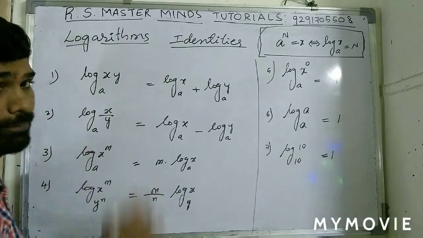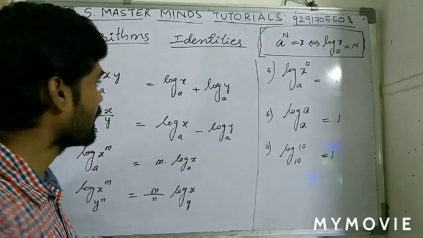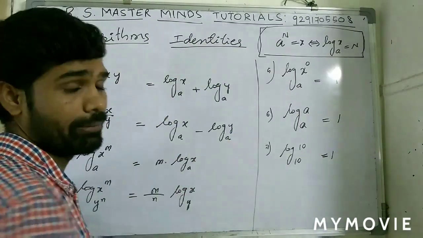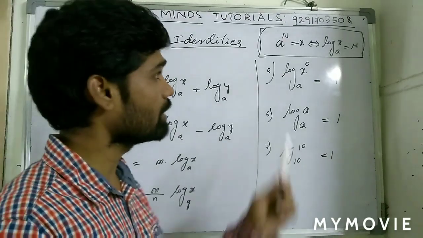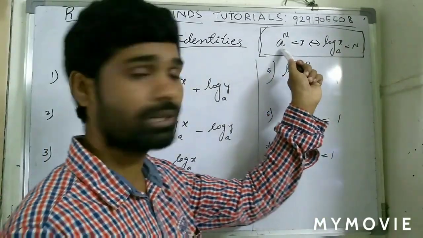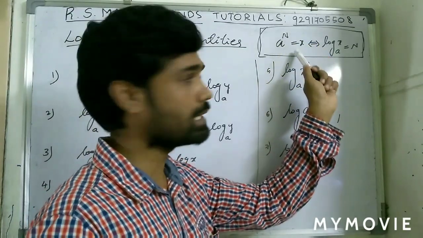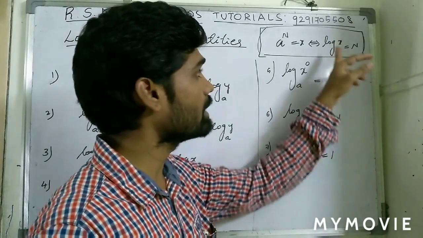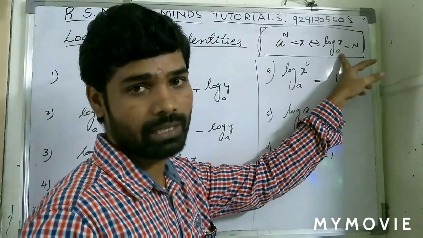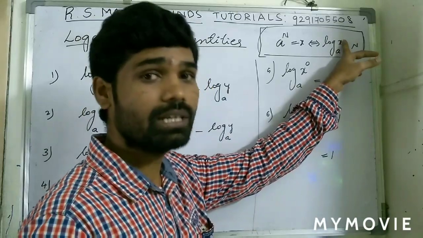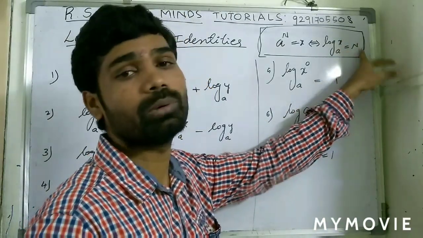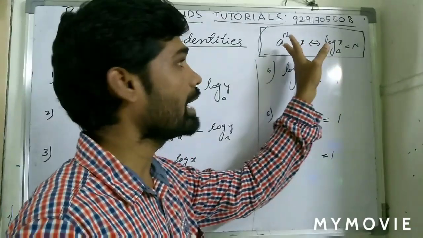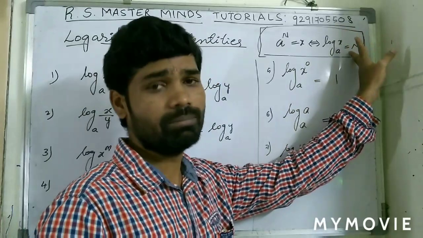Now log xy, so log x into y can be written as log x plus log y. Before that, let us see how to read. Once it is in exponential form, a power n is equal to x, we can write it as log x to the base a is equal to n. So this is the exponential form to logarithm form.